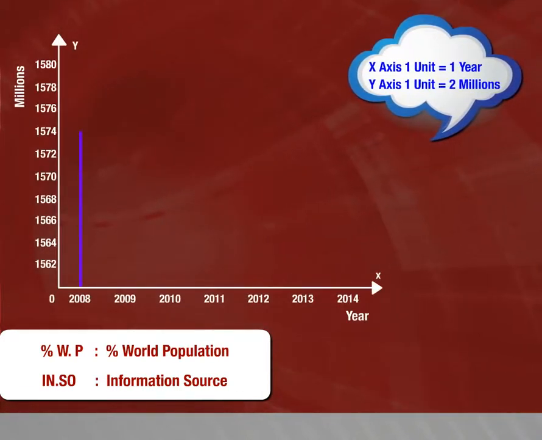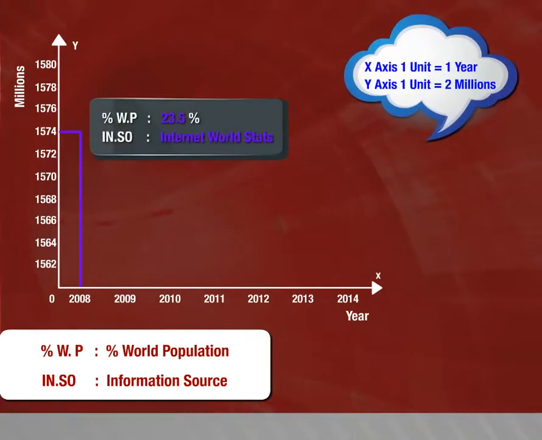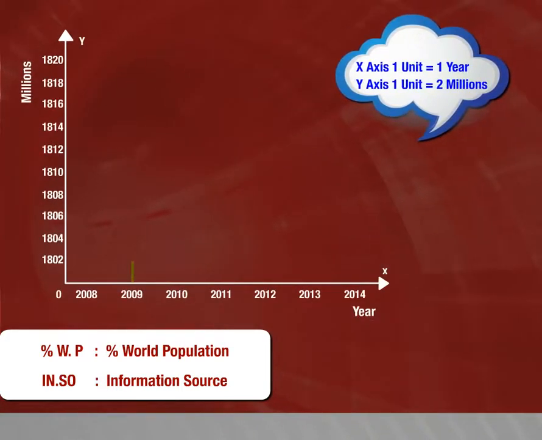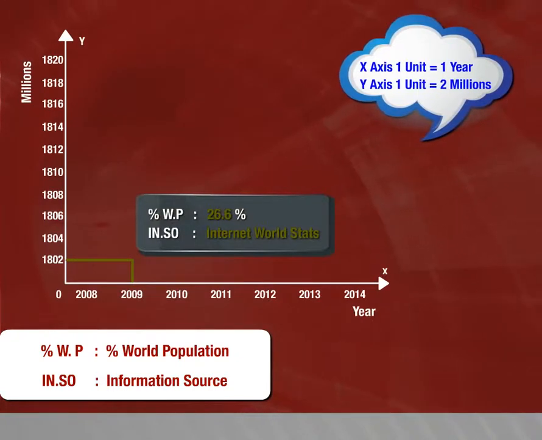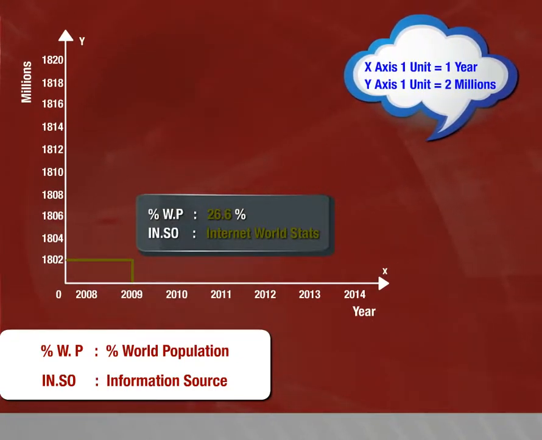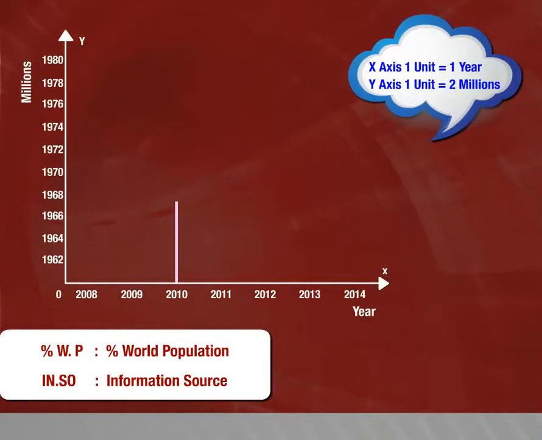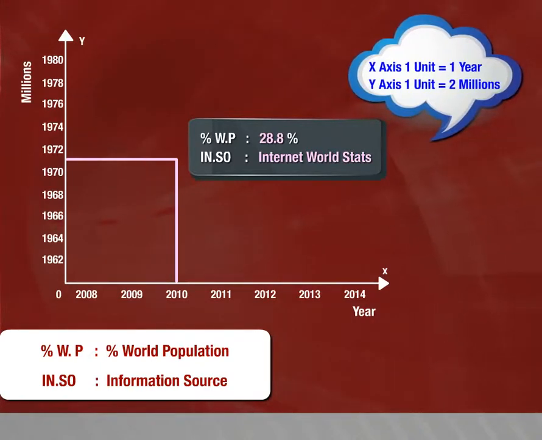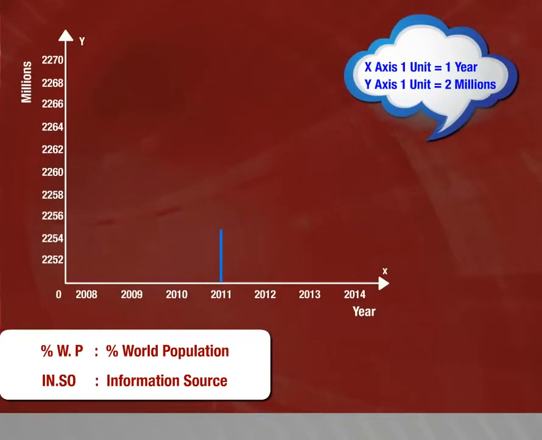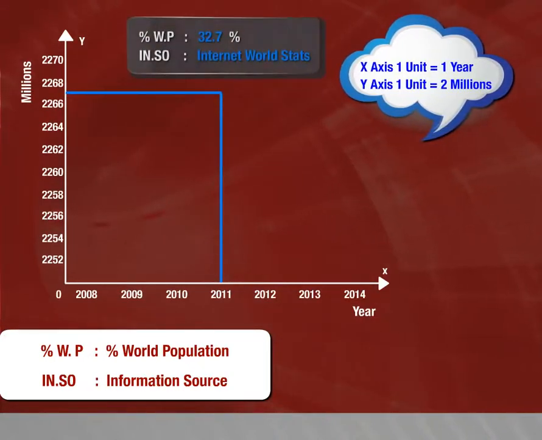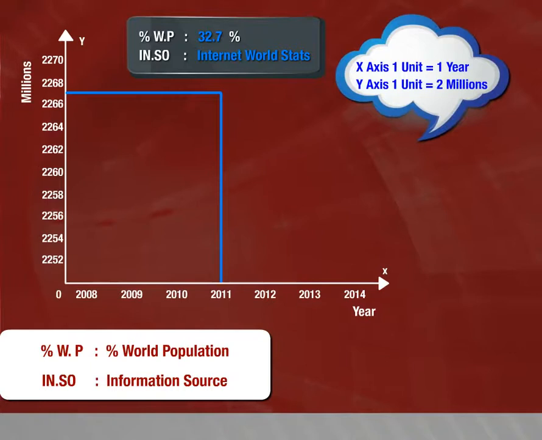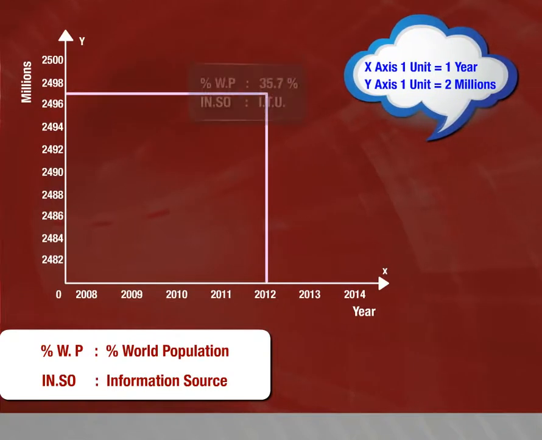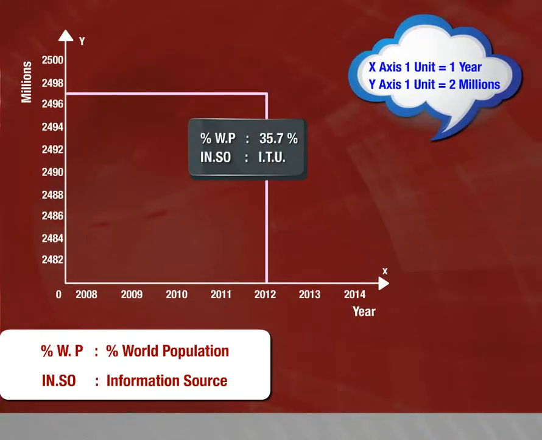December 2008, 1574 millions, 23.5%. Internet World Stats. December 2009, 1802 millions, 26.6%. Internet World Stats. September 2010, 1971 millions, 28.8%. Internet World Stats. December 2011, 2267 millions, 32.7%. Internet World Stats. December 2012, 2497 millions, 35.7%. ITU.